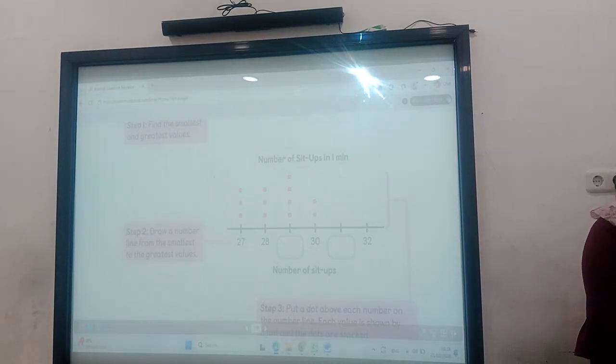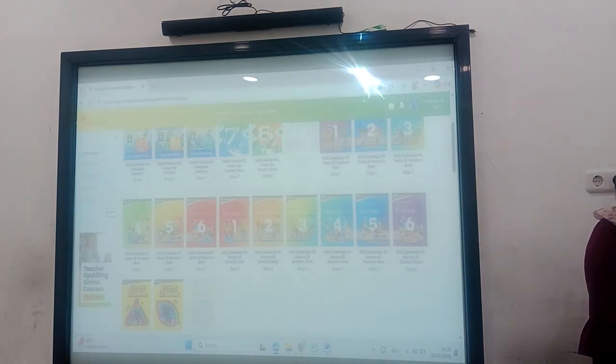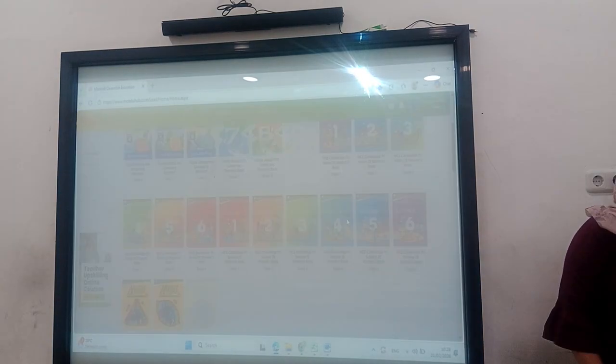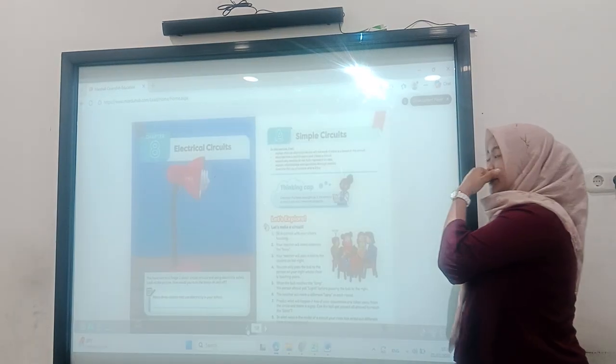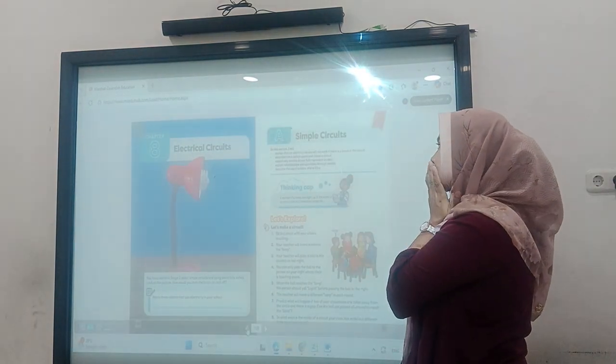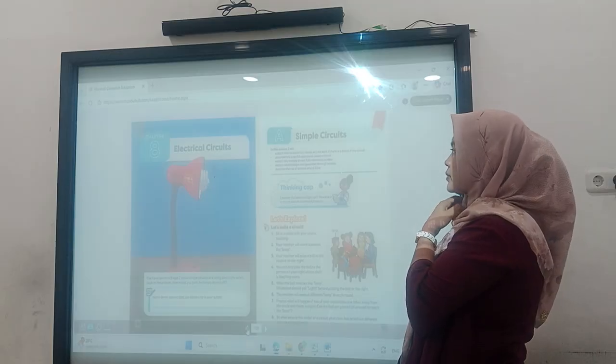Then now we turn to science. Can you tell me what page it is? So now we turn to science. So this is about electrical circuits.